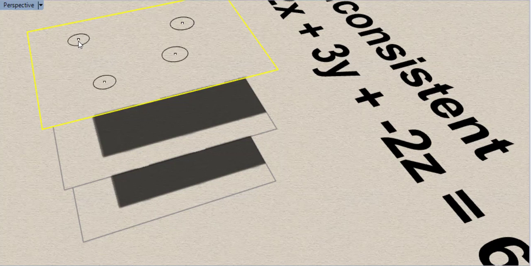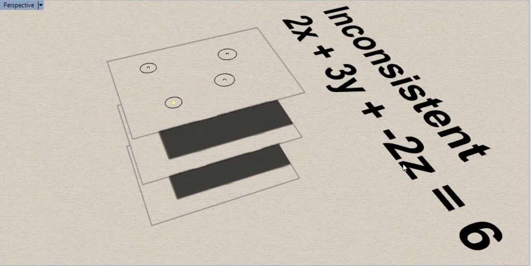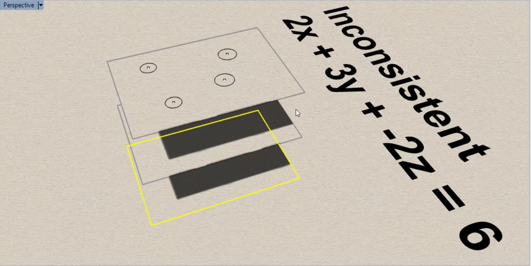If you take any one of these points and you plug the x and y value into this equation, you will get a true statement. So all these points satisfy this equation of this plane. And of course, there are other planes here. So we have three planes, so we have a linear system in three variables.